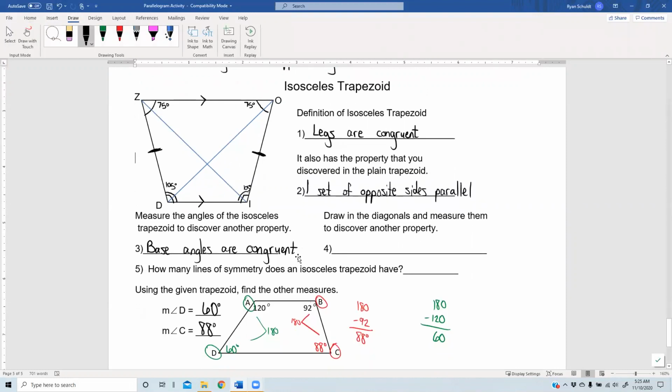So there's my diagonals. Now, if I measure these, I would easily find that the diagonals are congruent.